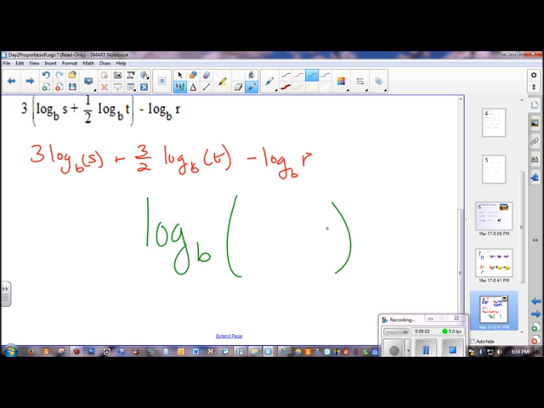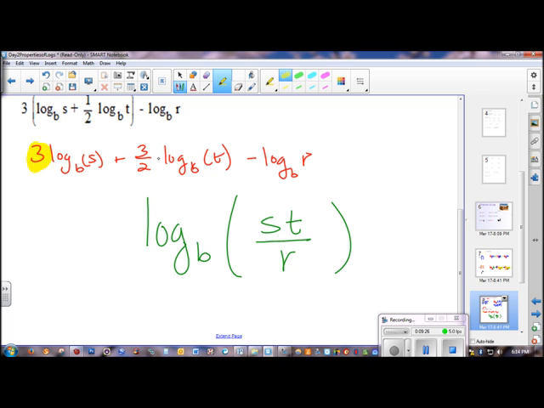Take care of every plus sign, every minus sign, and every coefficient. Let's start with the plus signs. There's a plus in between the s and the t. So I'll put those together as being multiplied. And then I have a minus r. The minus turns into a division sign in the argument, and we'll put the r down the bottom. Pluses and minus signs are taken care of. Let's take a peek at the coefficients here.